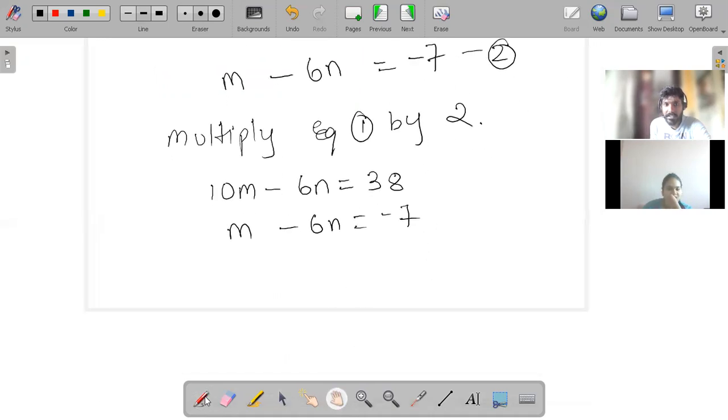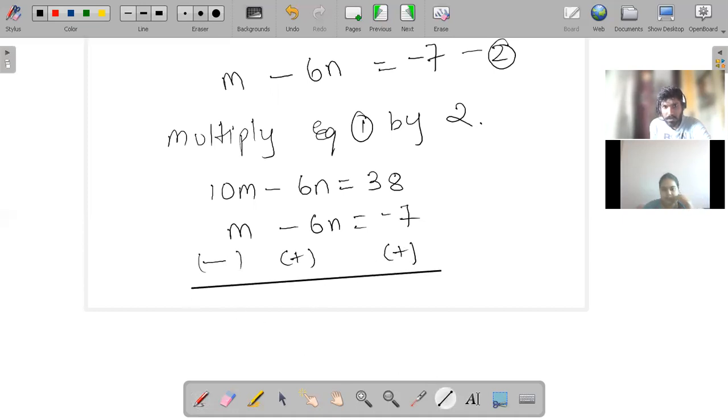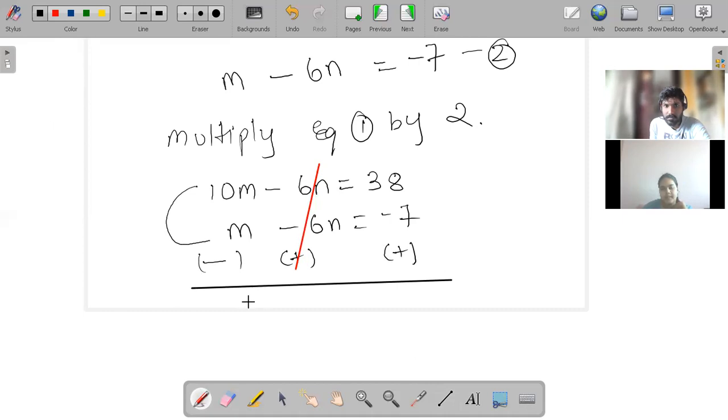Now you are subtracting it. So what to do when you're subtracting? Change the signs of the second equation: minus becomes plus, and plus becomes minus. Okay. Now, what will get cancelled? Plus 6n and minus 6n cancel. How much is 10m minus 1m? 9m.